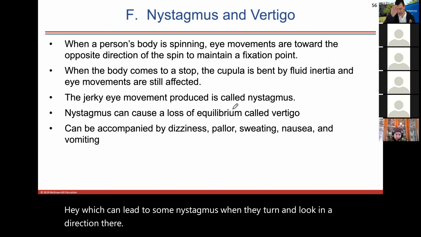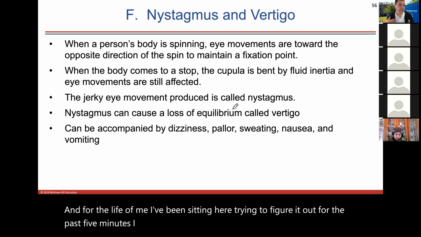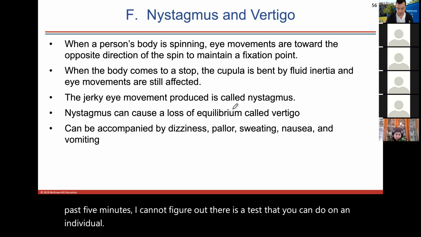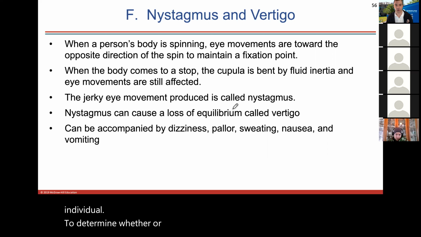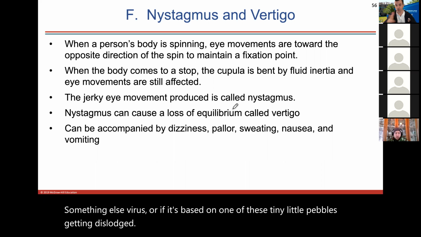And for the life of me, I've been sitting here trying to figure it out for the past 5 minutes. I cannot figure out the name of a test that you can do on an individual to determine whether their vertigo is based upon medication, something else, a virus, or if it's based on one of these tiny little pebbles getting dislodged. And you look for nystagmus.